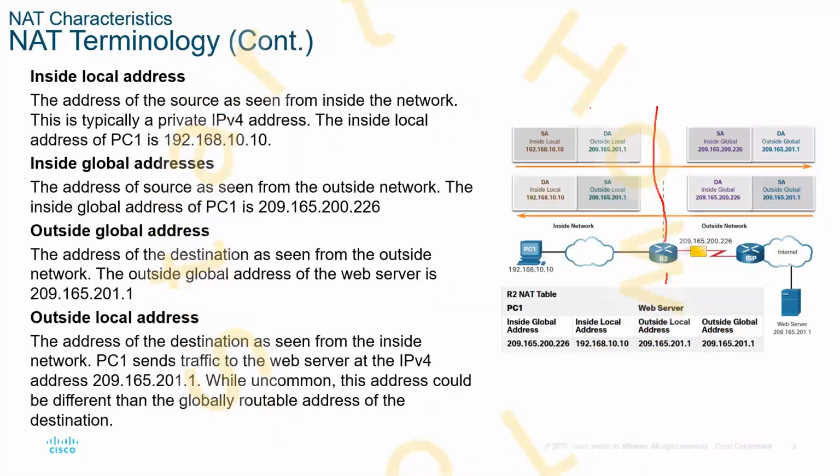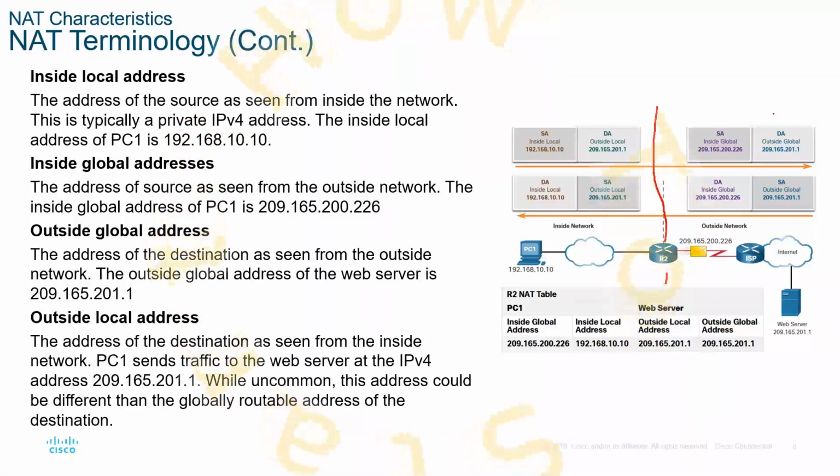So our source address is going to be going to our web server. After NAT, our source address will be changed from the inside local to the inside global, keeping the same destination. The destination address doesn't change. Even though it may say outside local and outside global, you're going to notice the destination address in this example is exactly the same. That's going to be sending it to the web server.